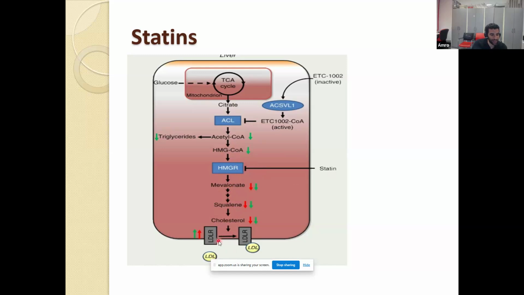So the cell starts upregulating more LDL receptors because it thinks that there is not enough cholesterol in the cell. So what happens when you upregulate more LDL receptors? You get more LDL, low density lipoprotein, in the blood being taken up via the liver cells. So it sucks more cholesterol in. And that's simply how statins work.